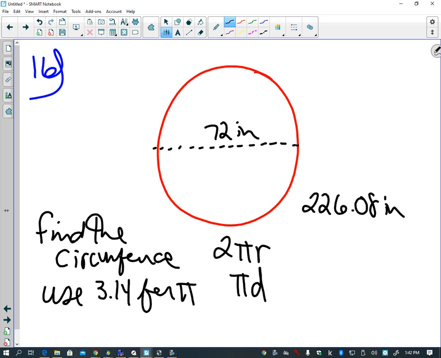Okay, questions? And if you look at this question on the test and you're not sure if that length across, the number 72, is the radius or diameter, you can ask, okay? Because you're not being tested on whether or not you can identify it as a radius or a diameter. You're being tested on whether or not you can take that number and put it in the formula correctly.